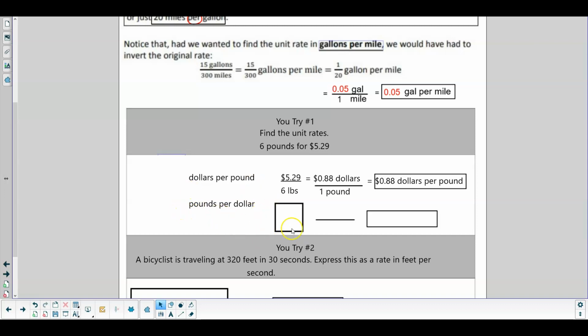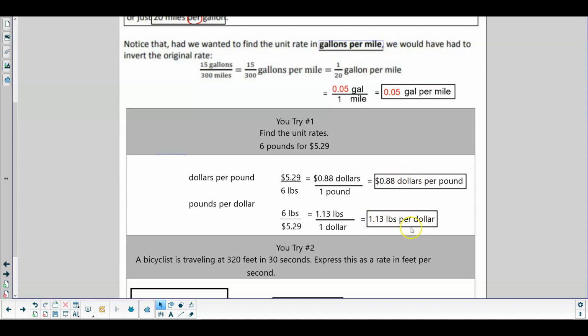Flip it around and you end up with 6 on top and 5.29 on the bottom. And again, this is the rate they want. They want to put pounds over dollars, or pounds per dollar. So if you divide, this one ends up being 1.13. Since 6 is bigger than 5.29, that makes sense. So you get 1.13 pounds per dollar.